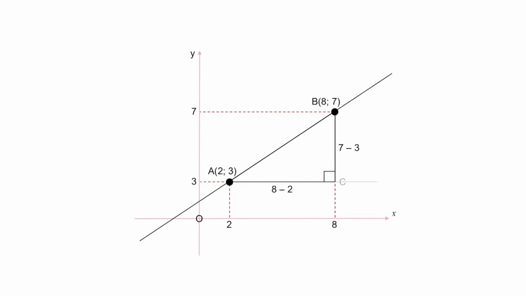And did you find that the length of AC was 6 units? And realize that that was 8 minus 2, and that the length of BC was 4 units, and that that was 7 minus 3. We conclude that the horizontal length AC is the difference of the x-coordinates of A and B, and the length of BC is the difference of the y-coordinates of A and B.